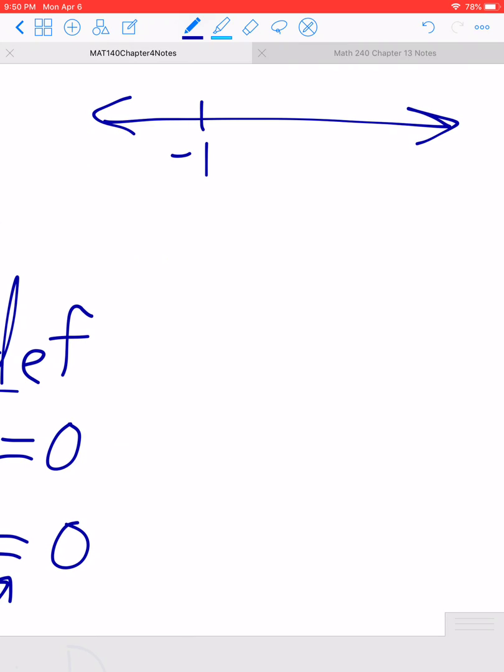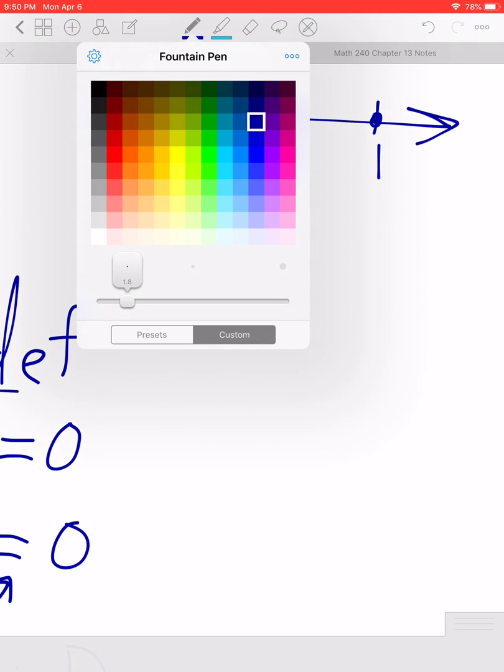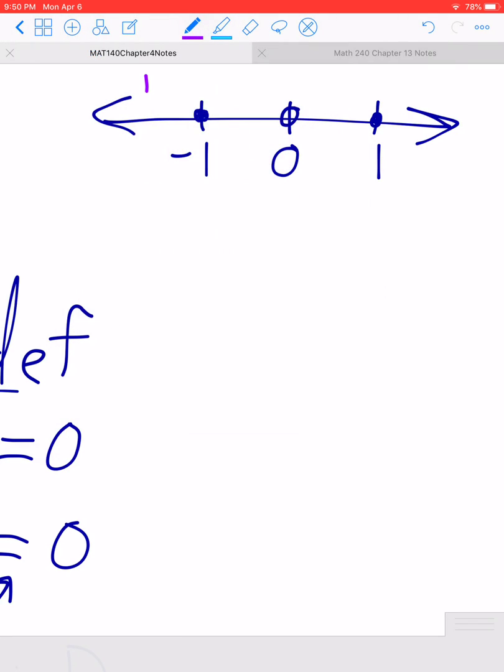So we have negative 1, we have 0, which I'm going to leave as an open circle on the number line because it's not a part of the domain, and then we have positive 1. Those three values will subdivide the number line up into 4 regions.